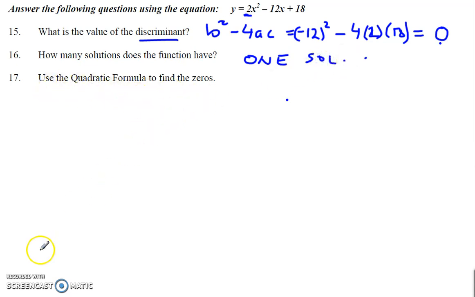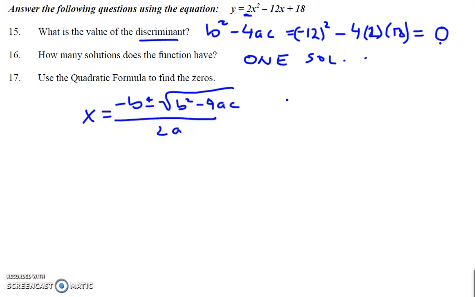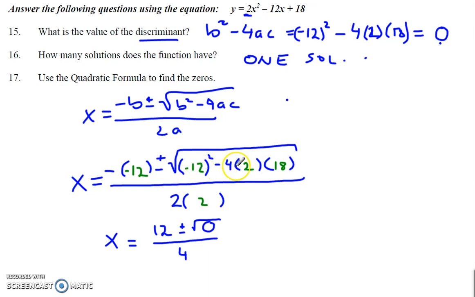Use the quadratic formula to find the zeros. Here we go. X equals negative b plus or minus square root b squared minus 4ac all over 2a. Boom. Fill that in. Okay, so here it is filled in, but we already know what the discriminant is. That's 0, so that comes out to be 0, so all we have to do is 12 divided by 4, and that gives us a zero of 3. Okay, one of the zeros or solutions is 3. The only solution is 3.